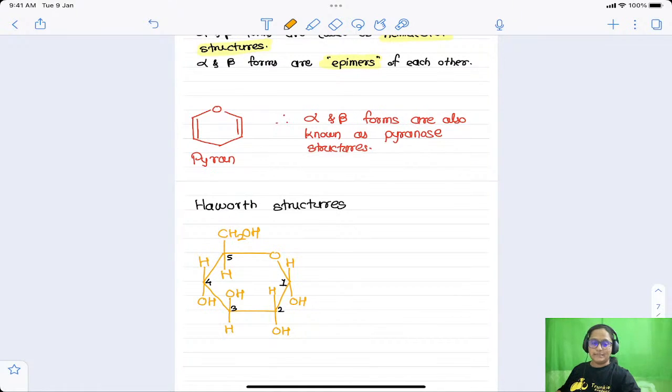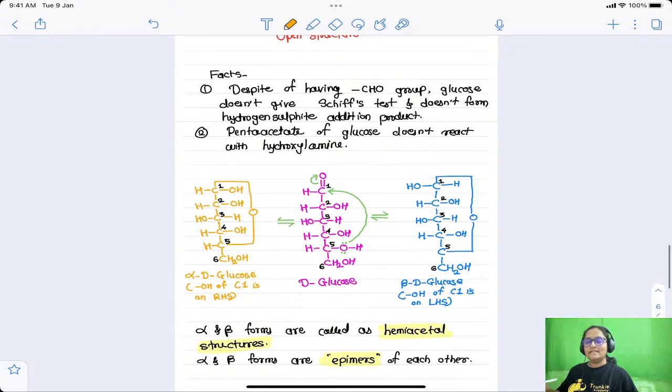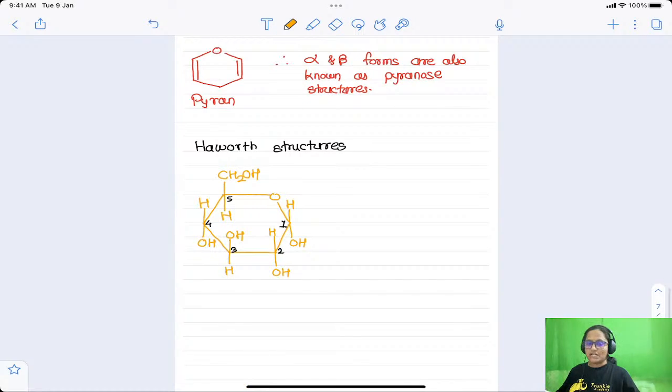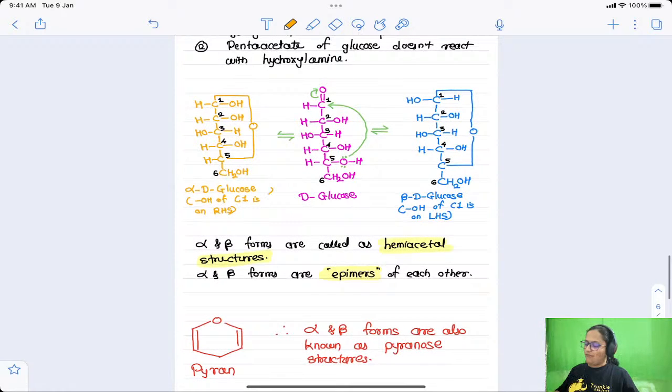Do you understand this trick to write down Haworth structure? Just observe this structure. OH is right, down. OH is left, up. Very simple trick. By using this trick, we have drawn this Haworth structure for the orange structure. Orange structure is nothing but the alpha D glucose, right? Alpha D glucose means what? OH of C1 is on the right hand side, right?